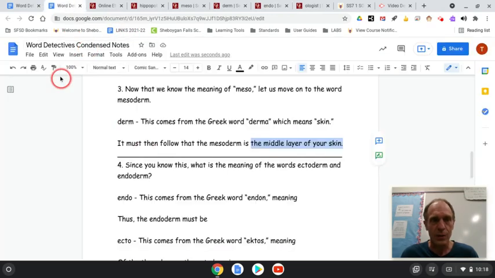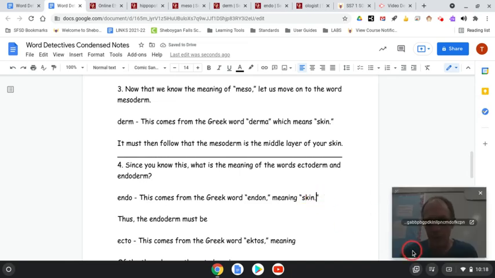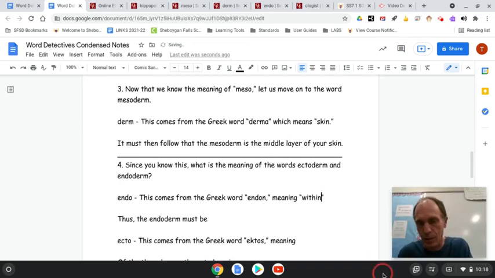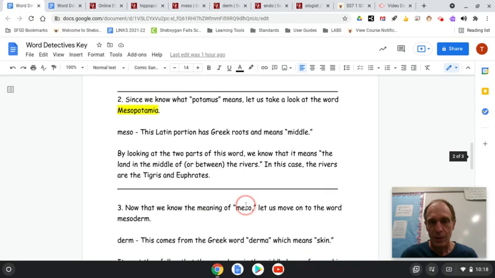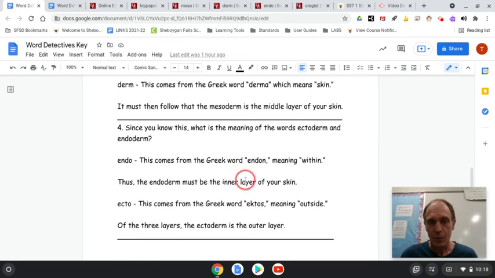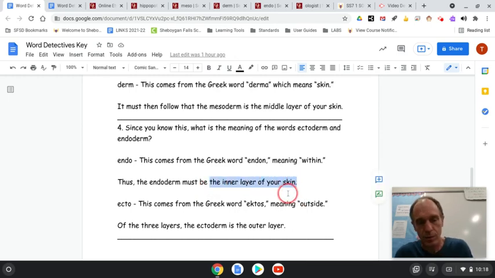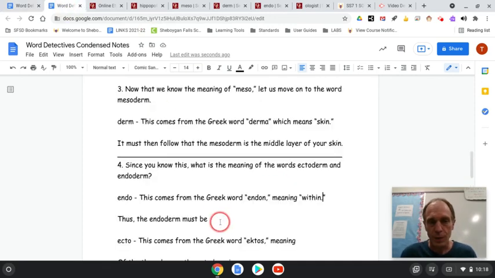Let's go back to our notes here. Let me see if I can put that in. I'm not sure if it's going to work. Oh, it should be within. Okay, this comes from the Greek word endon, meaning within. Thus, the endoderm must be the inner layer of your skin.